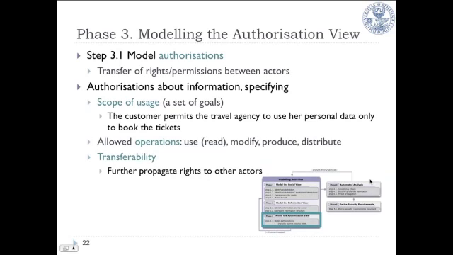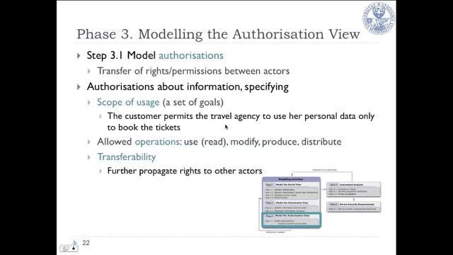This view is an intermediate passage from the social view to the authorization view, in which we capture the passage of permissions from actor to actor regarding the information they own or possess and have authority to pass rights to others. So in this third phase, we model the authorizations, the transfer of rights between actors. Authorizations in our language are quite specific and explicit, as they specify the scope of usage. This refers to a set of goals for which a given actor can manipulate a given information.